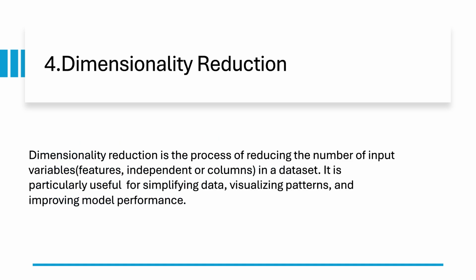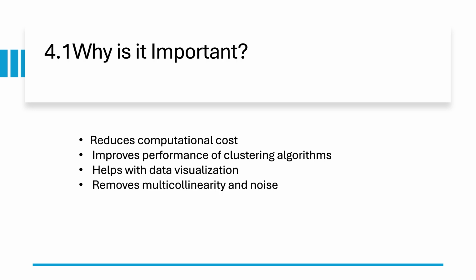And the next category of unsupervised learning that we are going to look at is dimensionality reduction. What is it? It is a process of reducing the number of input variables. And remember, in supervised learning we had independent features, and now we're just talking of features or columns or independent variables in a dataset. It is particularly useful for simplifying data, visualizing patterns, and improving model performance. Why is it important? It reduces computational cost, improves performance of clustering algorithms, helps with data visualization, and removes multicollinearity and noise in the dataset.